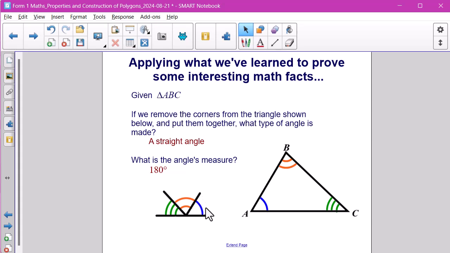We found that the three angles, angle A, angle B, and angle C, when added together or placed next to one another, form a straight angle which measures 180 degrees. This proves that the interior angles of a triangle also sum to 180 degrees.